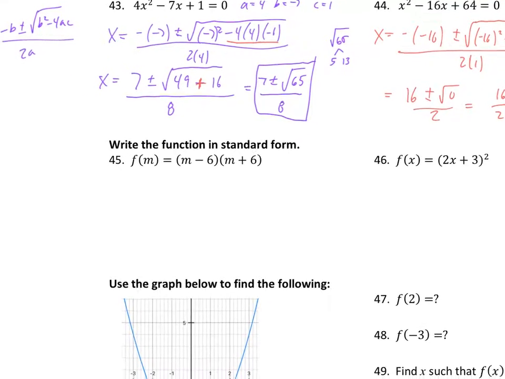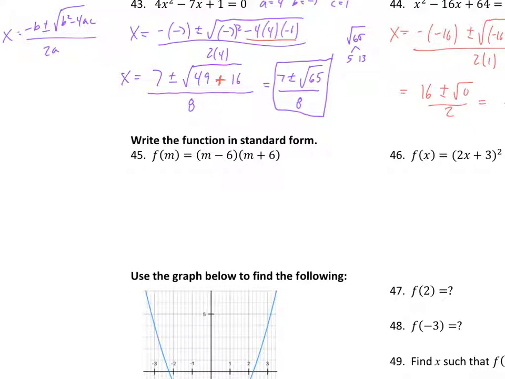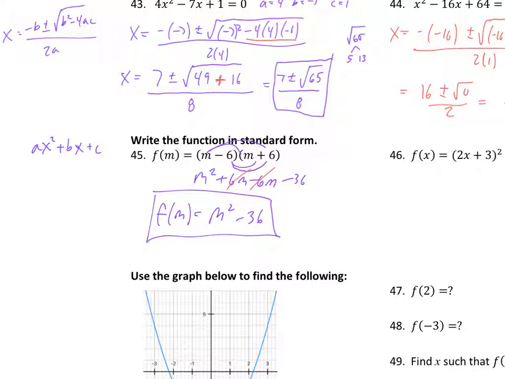Write the function in standard form. Standard form being ax squared plus bx plus c. So basically we just want to simplify this. So I'm going to do some FOIL. That'd be m squared and then positive 6m and negative 6m, negative 36. So these guys here will cancel, so that just leaves me with m squared minus 36. So f of m equals that. Put it back in the function notation.